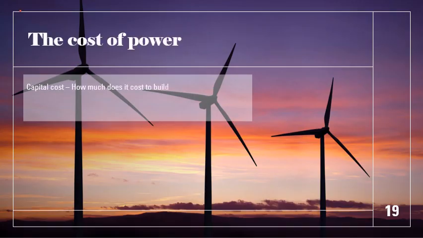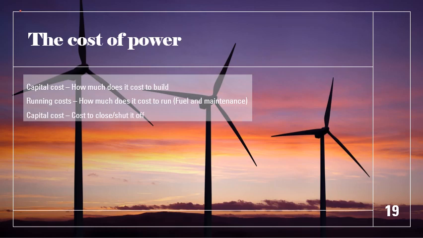The cost of a power station can be broken into 3 categories. Capital costs, this is how much it costs to build. The running cost, which is how much it costs to run due to its fuel and maintenance. And additional capital costs, which are the cost to close it or shut it down.